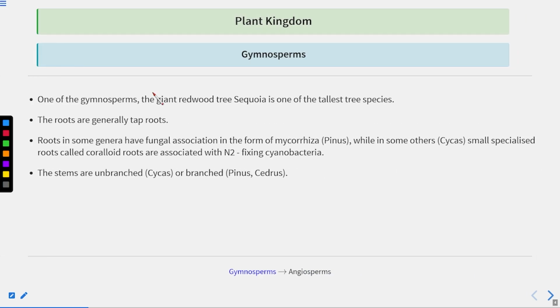Now one of the gymnosperms, the giant redwood tree, Sequoia gigantica. Sequoia gigantica is one of the tallest tree species. Okay, this is the tallest tree species, Sequoia gigantica, and it belongs to the gymnosperm kingdom. The roots are generally taproot.